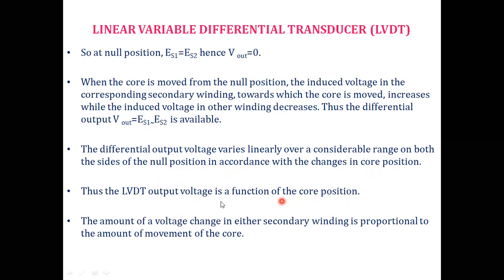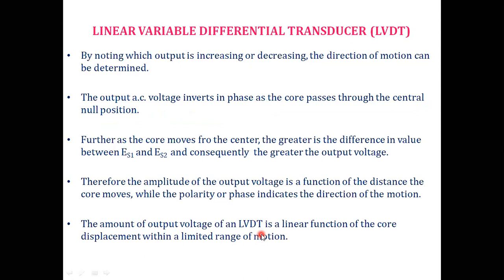This is the key point. The amount of the voltage change in either secondary winding is proportional to the amount of the movement of the core. That is, the change in the output voltage is proportional to the movement of the core. And by noting which output is increased or decreased, the direction of the motion can be determined.